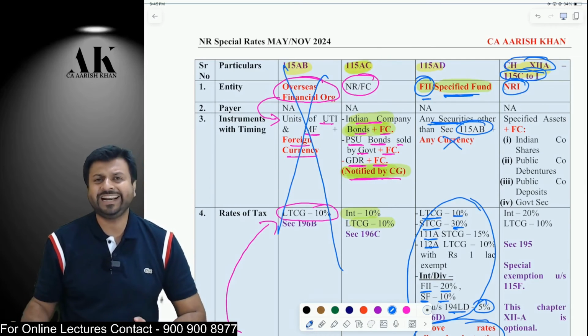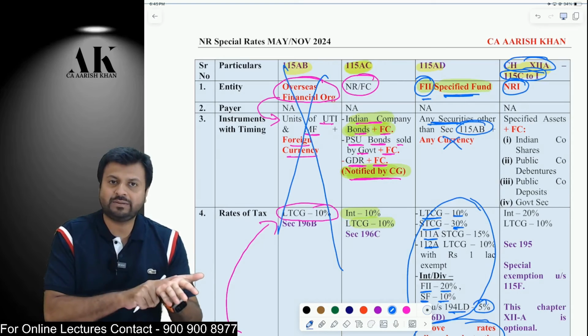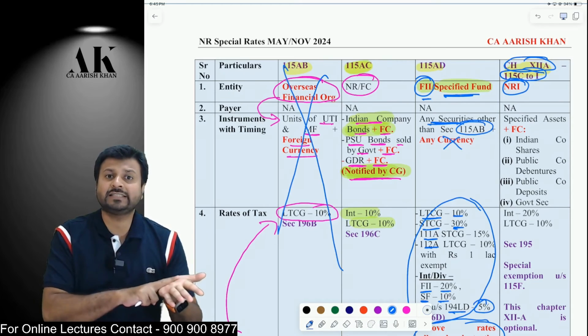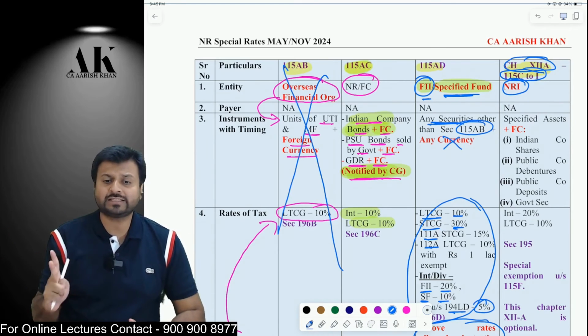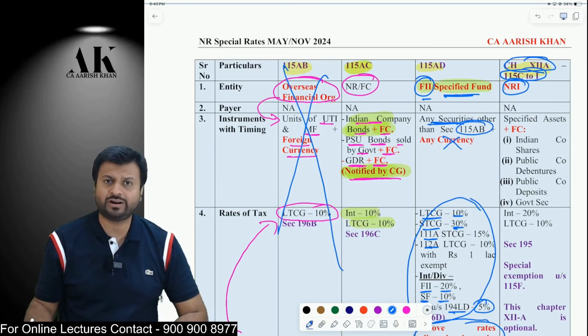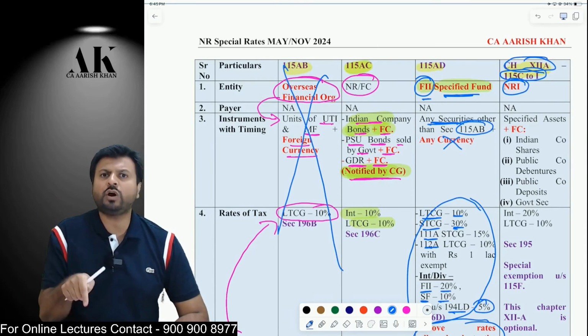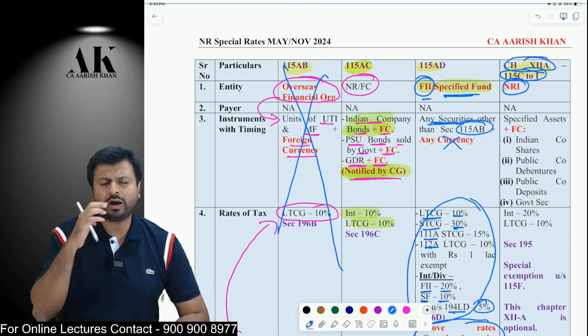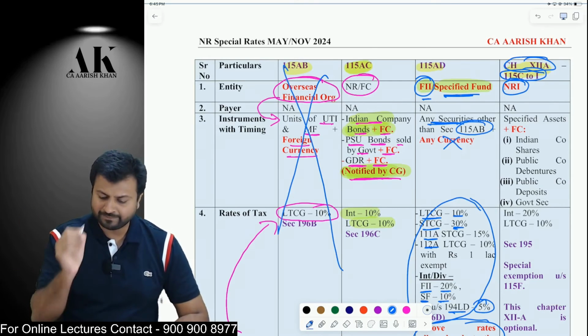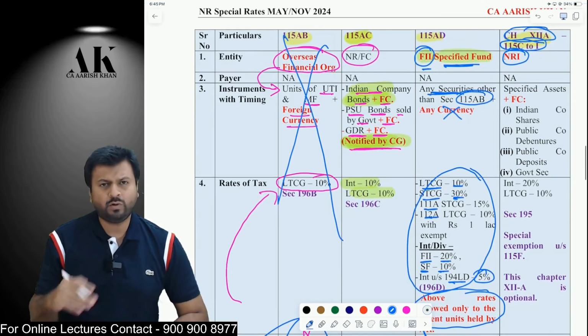Who are non-resident Indians? Non-resident as per income tax law, plus they are either citizens or persons of Indian origin. They have to be either citizen or person of Indian origin, then they are called non-resident Indians. This chapter is an optional chapter for them. If they want to opt for it, they can opt. If they don't want to opt, they may not opt. It is their choice.